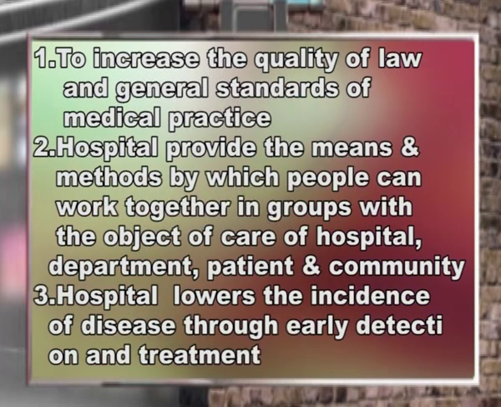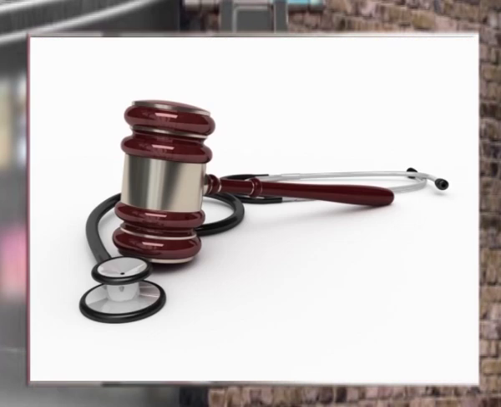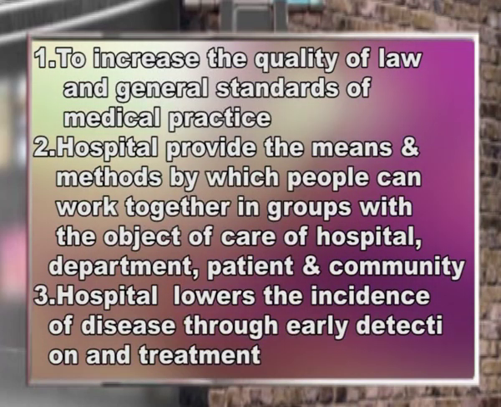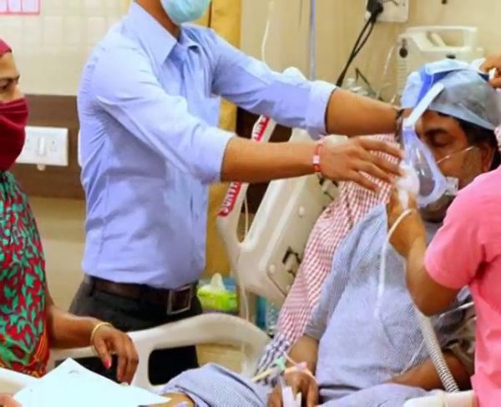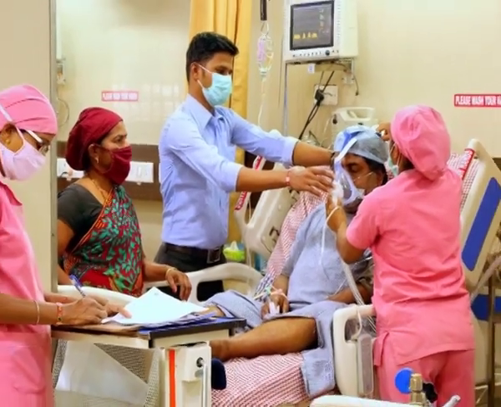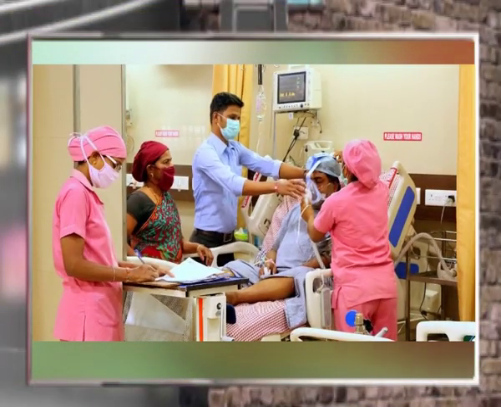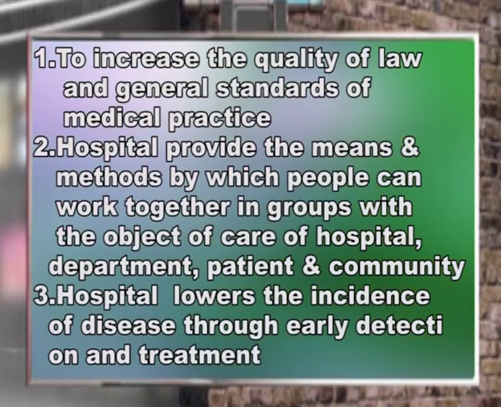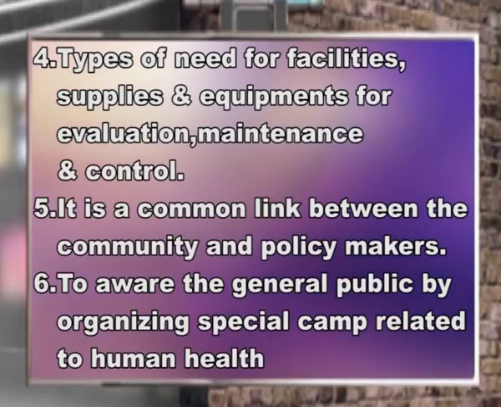Number 1. To increase the quality of care and general standard of medical practice. Number 2. Hospitals provide the means and methods by which people can work together in groups with the object of care of the hospital, department, patient and community. Third, hospitals lower the incidence of disease through early detection and treatment. Number 4. Types of need for facilities, supplies and equipment for evaluation, maintenance and control.